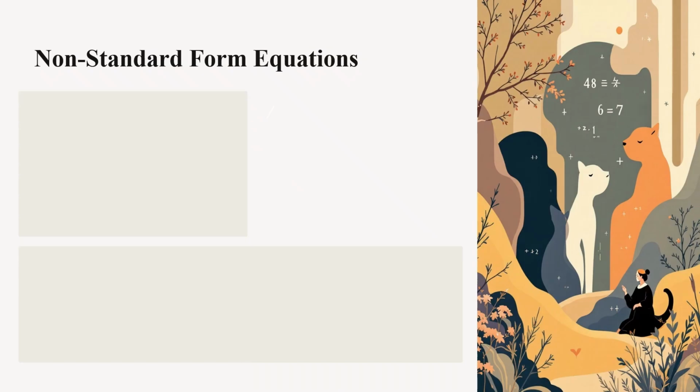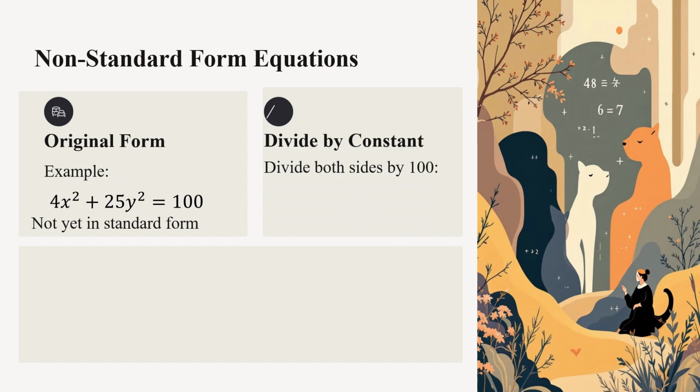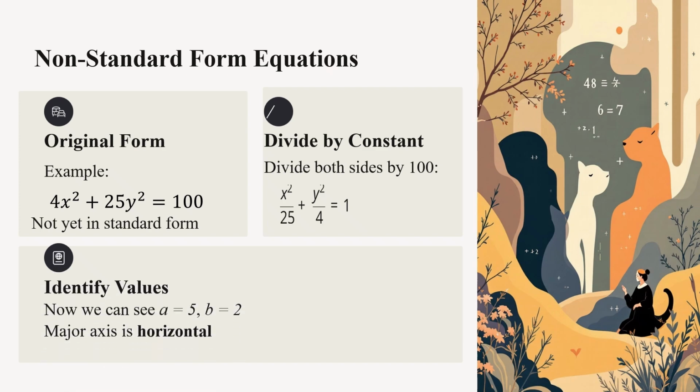Sometimes, ellipses are given in non-standard form. For example, 4 times x squared plus 25 times y squared is equal to 100. To find its features, we first convert it to standard form by dividing every term by 100, resulting in x squared divided by 25 plus y squared divided by 4 is equal to 1. Here a is equal to 5, b is equal to 2, and the major axis is horizontal.